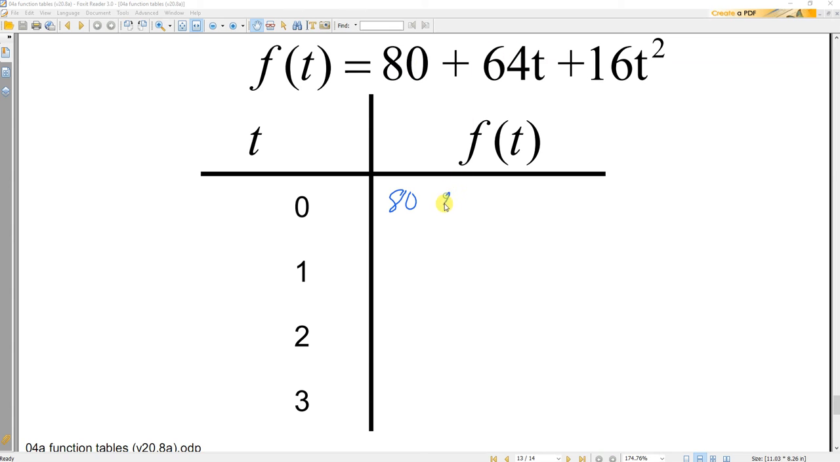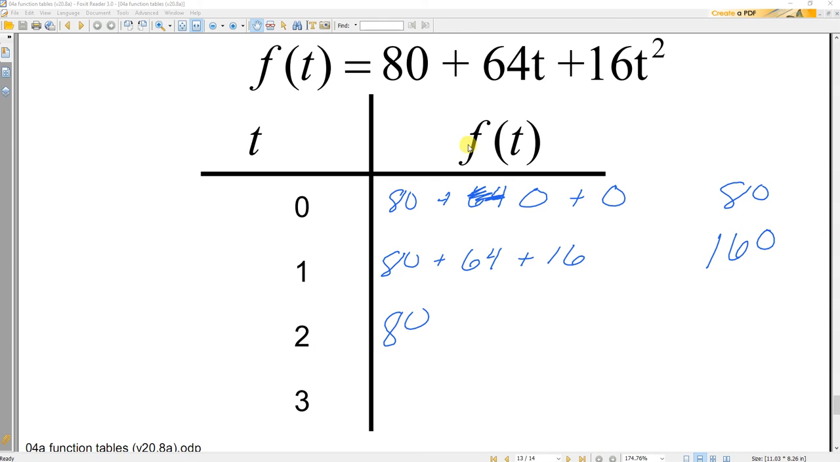64 times 0 is 64. 0 squared. That's so wrong. That's not 64. This is 0. 0 squared is 0 times 16 is 0. So what does that give me? 80. So this is 80. 1 times 64 is 64. 1 squared is 1 times 16 is 16. And let's add all that together using a calculator. 80 plus 64 plus 16 gives me 160. So this is 160.